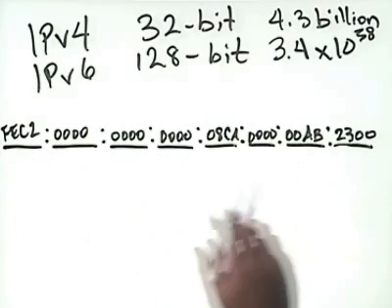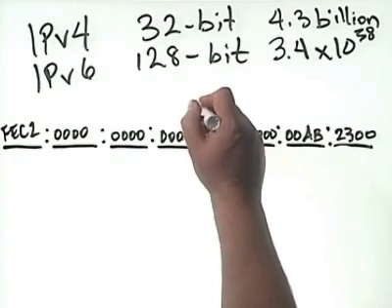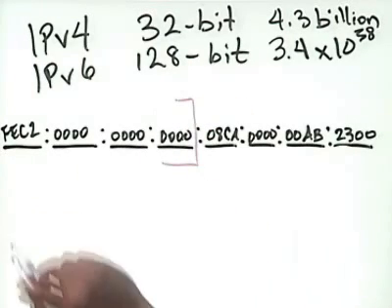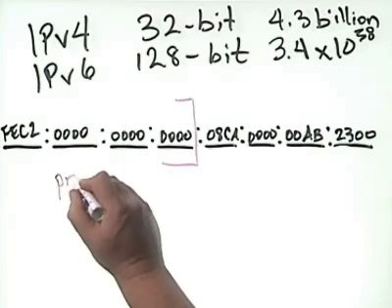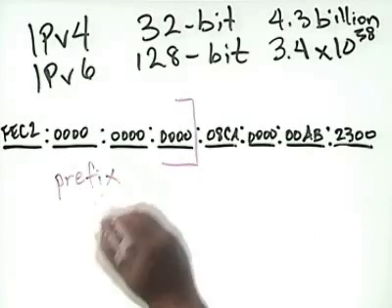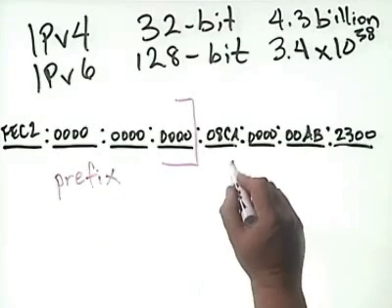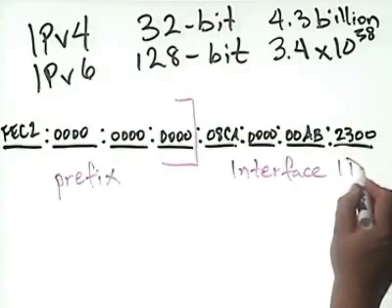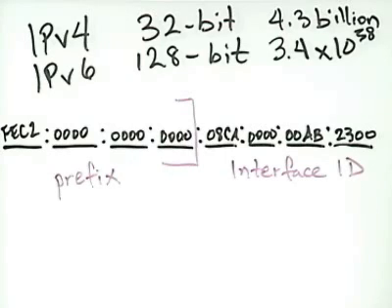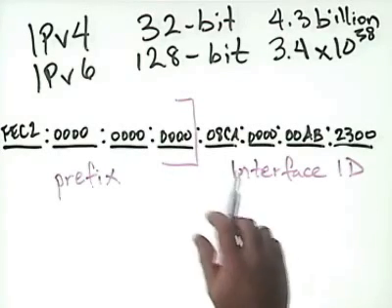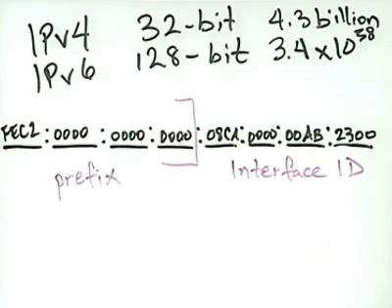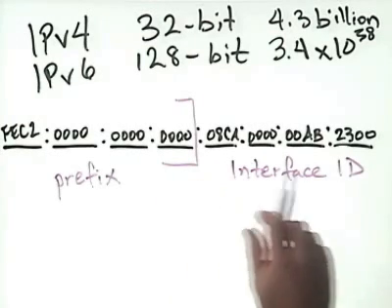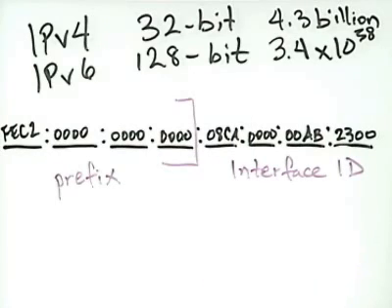An IP version 6 address is divided into 2 parts right down the middle. This part on the left is called the prefix, and the part on the right is called the interface ID. In terms of IP version 4 addresses, the prefix is similar to the subnet or the network address, and the interface is the host address. Notice that with IP version 6 addresses, all hosts have a fixed size address.